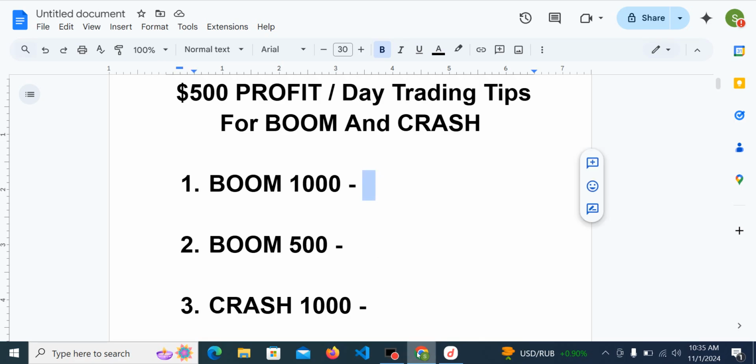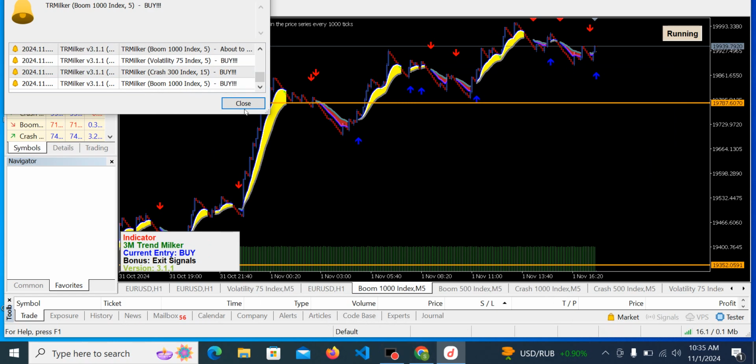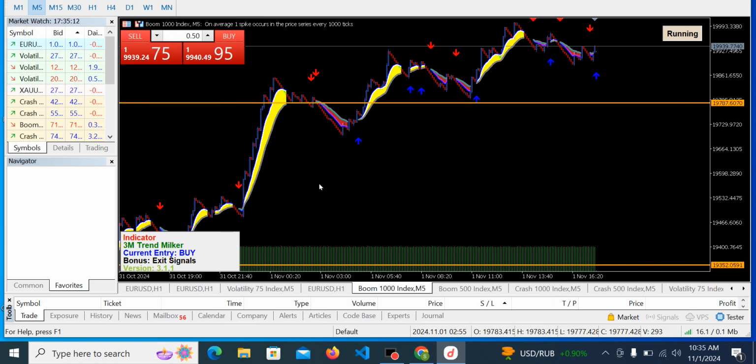So quickly, let's go straight into what we are here for, starting with Boom 1000. Okay guys, this is Boom 1000. I'm on the 5-minute time frame using the 3am trend Milka trading indicator to do my analysis. So this actually started an uptrend. That is why you are seeing more of the yellow flag than the red flag, and of course it has been buying since then. It got to this resistance zone at the pullback, and went back up to break out above it, and right from there it has been buying. So it has been more of a buying opportunity than a selling opportunity.